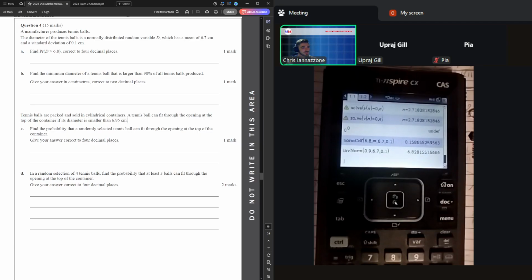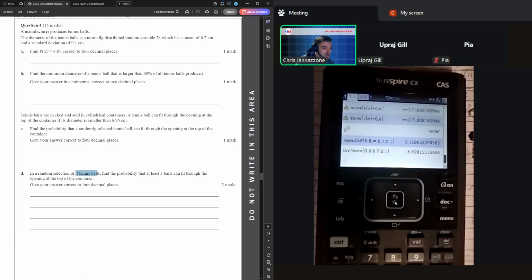Yeah, so we are putting them into these individual containers, which is very indicative of something like binomial or at least discrete, because now you've got these fixed sizes and number of balls. However, the question that's being asked here is any random ball fitting through the opening of the container. So we need to first find the probability that it can fit through a container, not just that some number of balls, like how it's phrased in D.